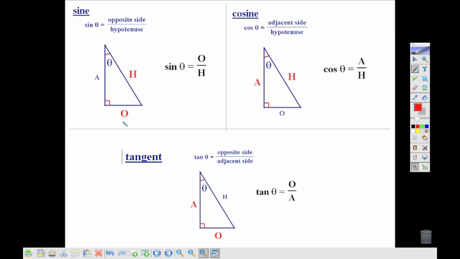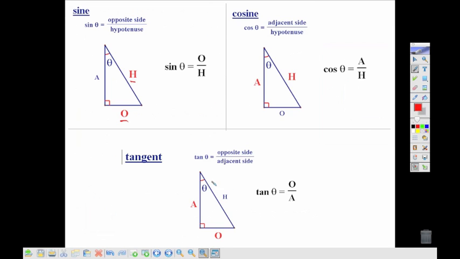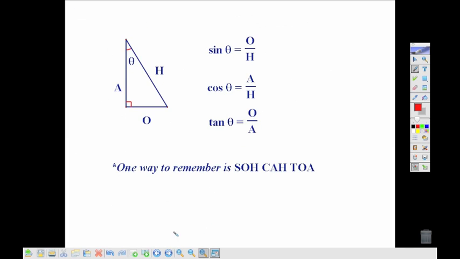Sine will always be the opposite side over the hypotenuse. So the sine of theta will be opposite divided by hypotenuse. Cosine will always be the adjacent side over hypotenuse. And tangent will be the opposite over the adjacent. So once we've labeled our triangle like this, it's just a matter of remembering which ratio to use. So memorize these. One way to help us memorize these, students also often remember the name SOHCAHTOA. SOHCAHTOA: sine opposite over hypotenuse, cosine adjacent over hypotenuse, tangent opposite over adjacent.